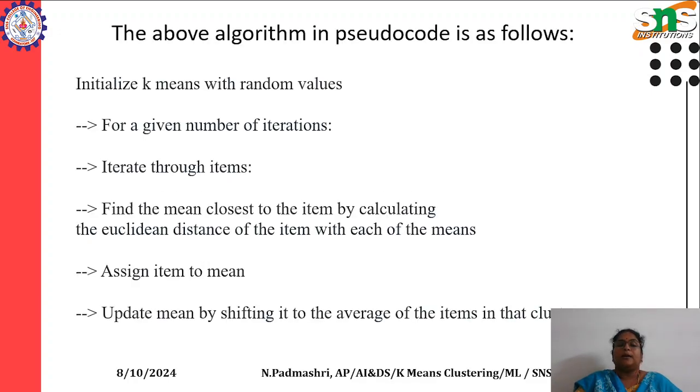In the above algorithm, or pseudocode, we initialize the k values with random values for any given number of iterations. Say n is equal to 10, so there will be 10 iterations to make k equal to 4 clusters. We iterate through the items and find the mean value closest to the item by calculating the Euclidean distance of the data. Assign the item to that mean, then update the mean by shifting it to the average of the items present in the cluster.